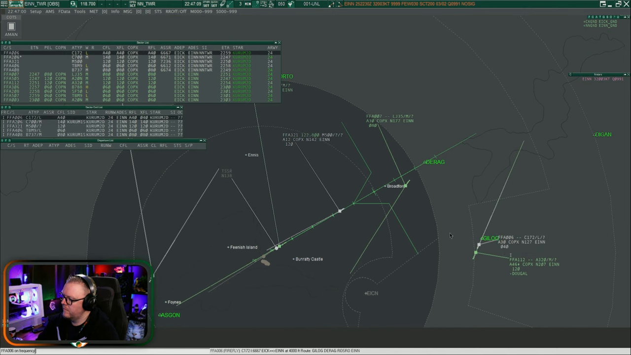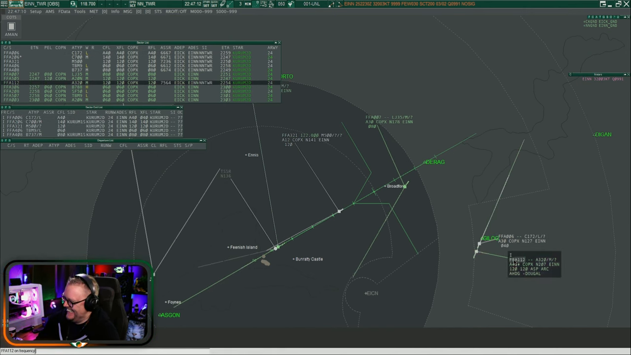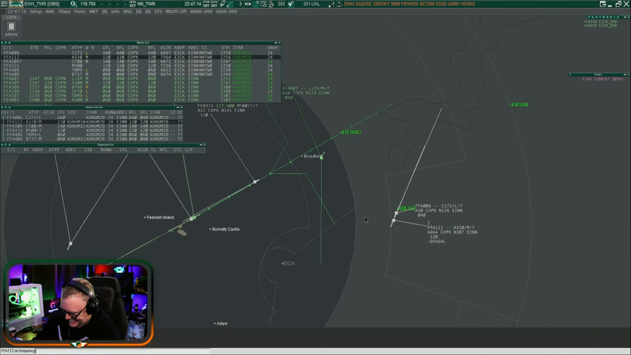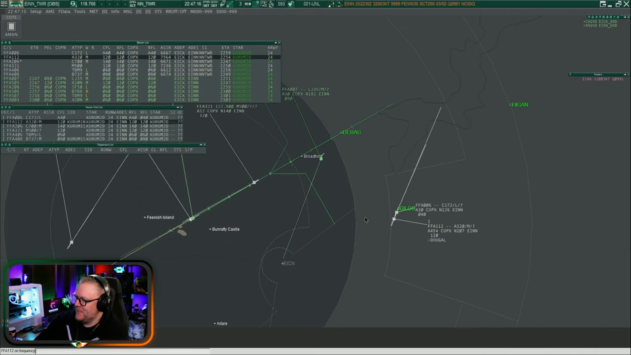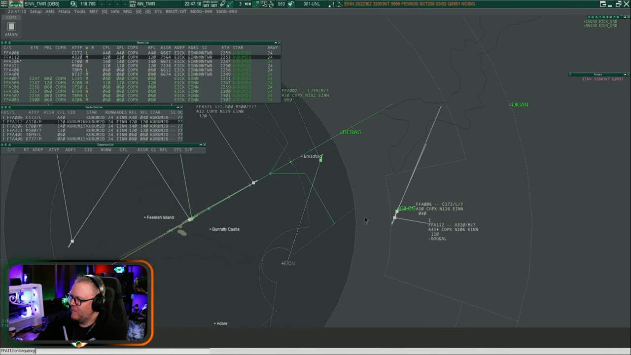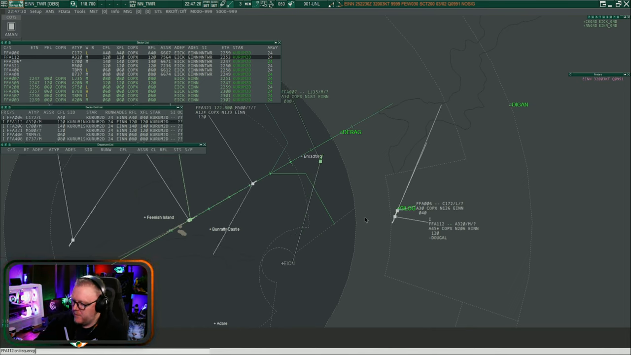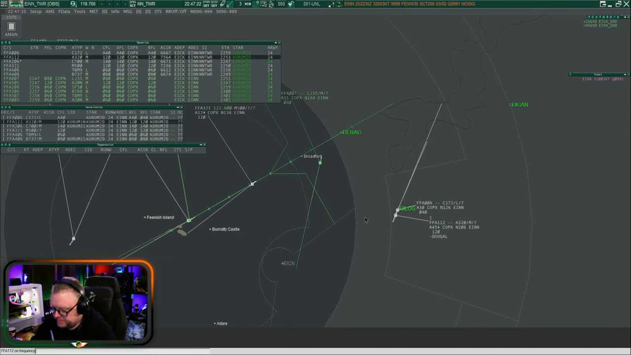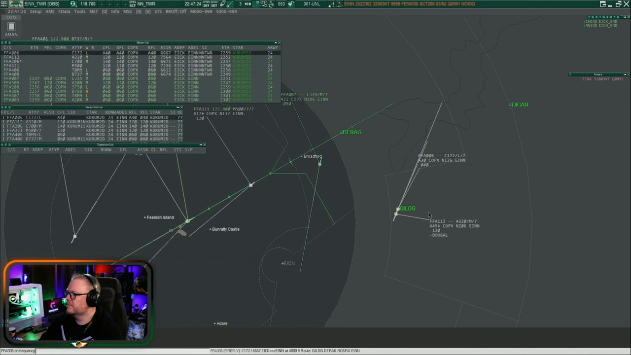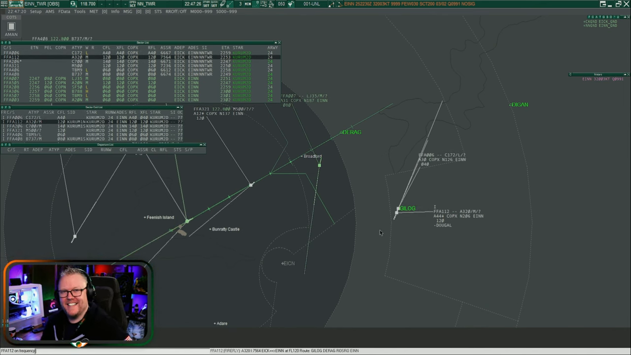Shannon Tower, good evening. Firefly 112, over Gillog at 5,000 feet, inbound for the ILS runway 24. Firefly 112, welcome. Continue approach and call me back when established on the localizer. Call you back when established, Firefly 112.